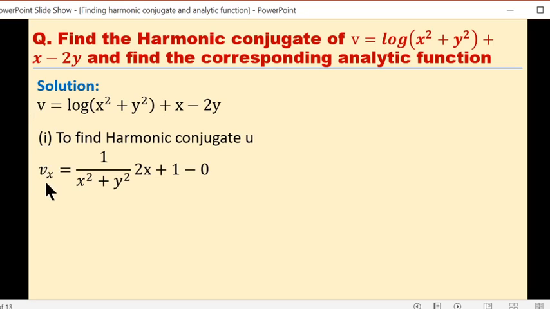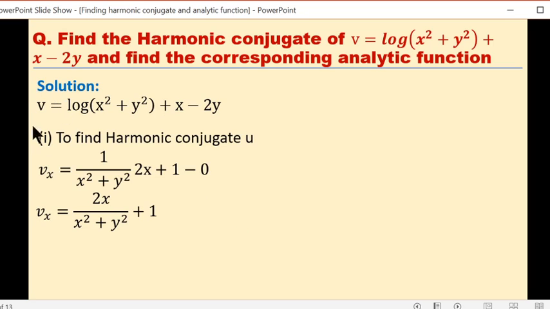x. So what will be its partial derivative vx? Log of x square plus y square. The derivative of log is 1 upon, so the derivative of log of x square plus y square will be 1 upon x square plus y square into the derivative of x square plus y square with respect to x, that is 2x, plus the derivative of x, which is 1, minus 2y. There is no x term here, so the derivative is 0. So this is the partial derivative of v with respect to x. We'll write it properly. We get vx equal to 2x upon x square plus y square plus 1.